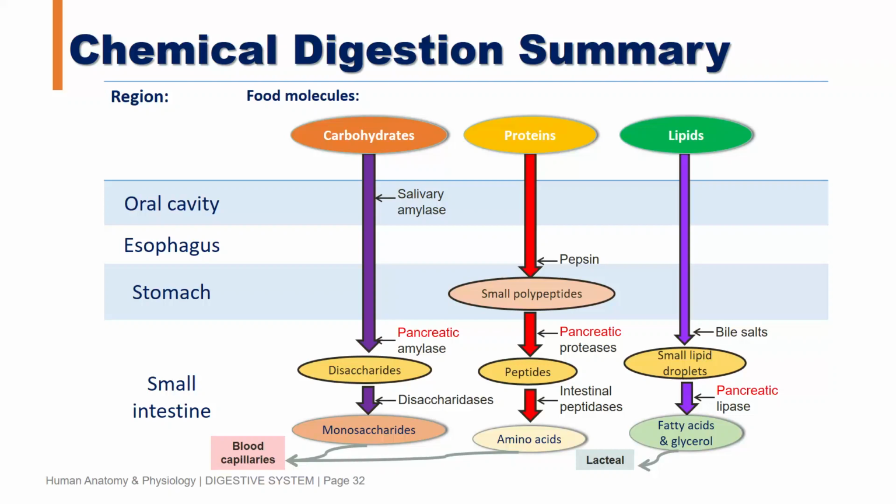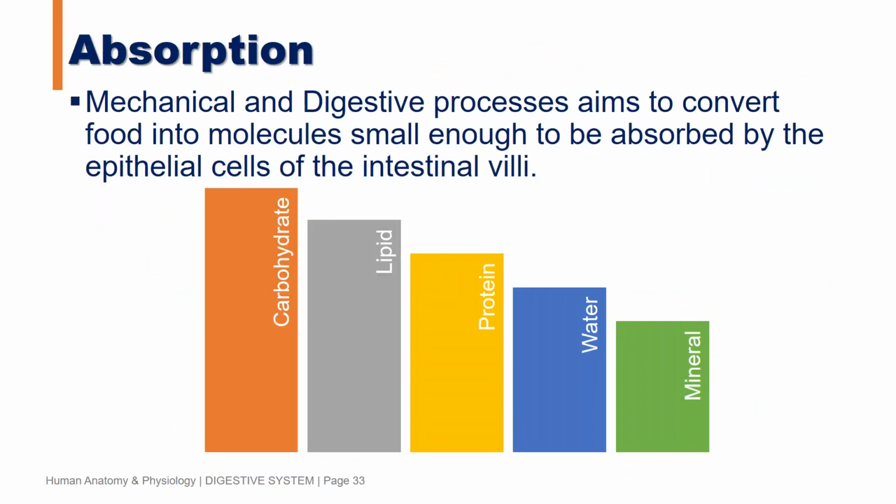Let's say you had your carbohydrates, proteins, and lipids. Here you have what happens from the oral cavity, in the esophagus, in the stomach, and the small intestine. Remember that just now we had our mechanical and chemical digestion. All these digestive processes aim to do one goal, and that is to convert your food into molecules small enough to be absorbed by the epithelial cells of the intestinal villi.